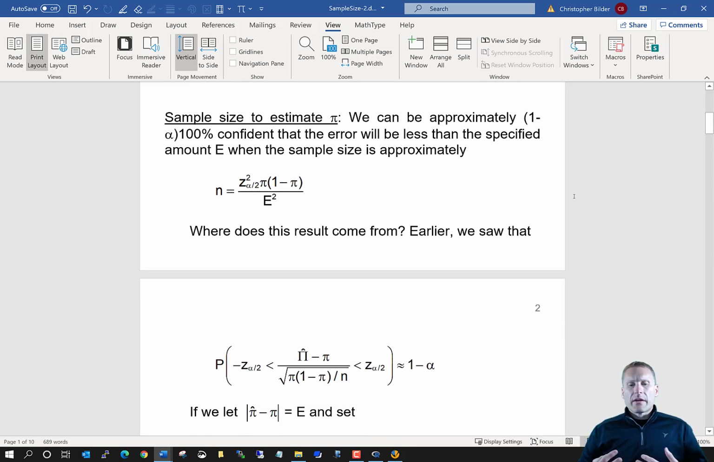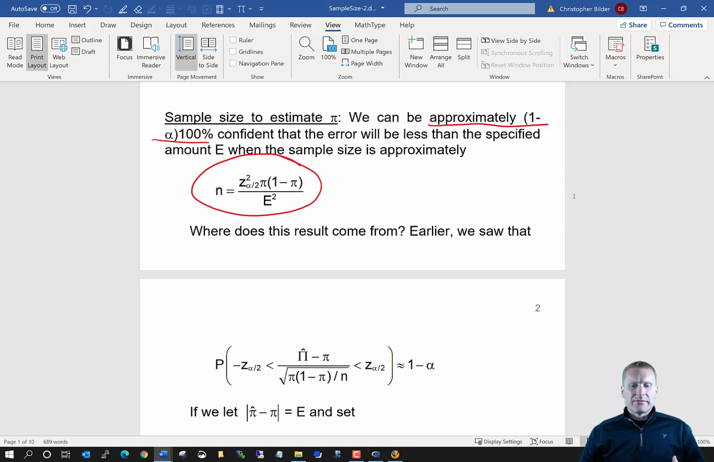So the sample size used to estimate pi and to have an approximate 1 minus alpha times 100% confidence that pi hat is within, let's say, E units of pi, that sample size should be chosen in the following manner. Your sample size n is equal to a quantile from the standard normal distribution squared times pi times 1 minus pi over the error squared, this margin of error squared.